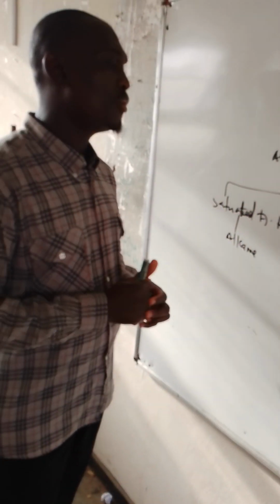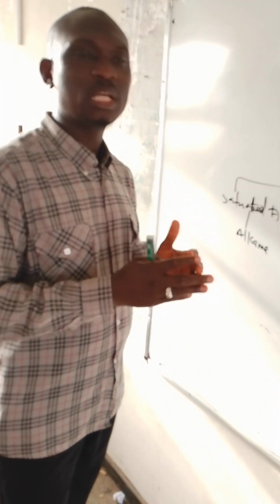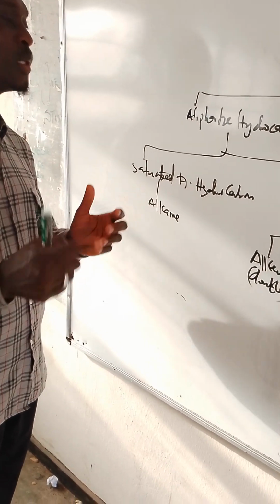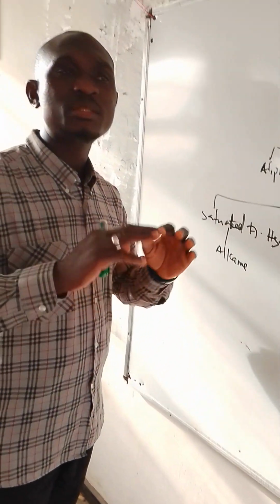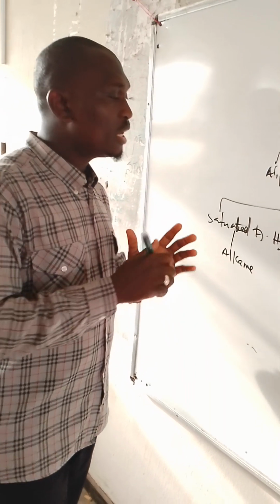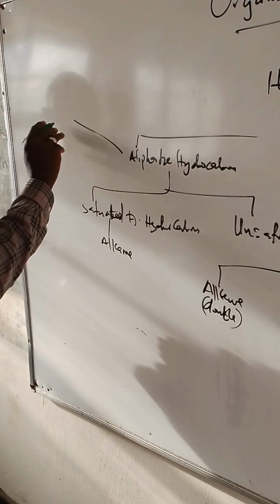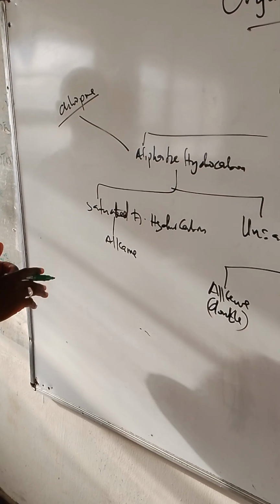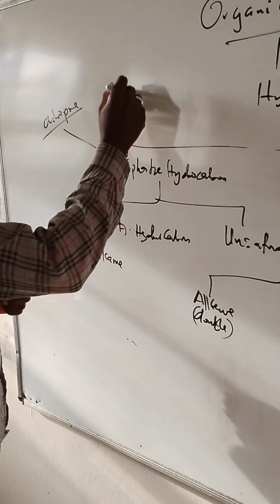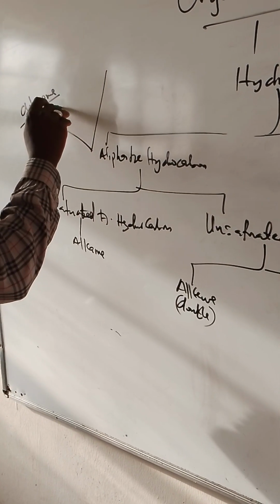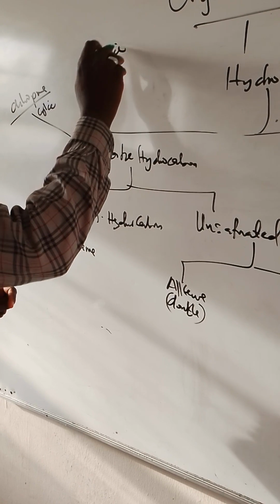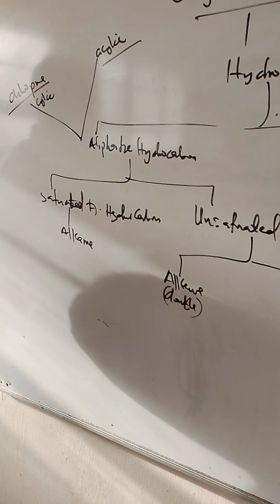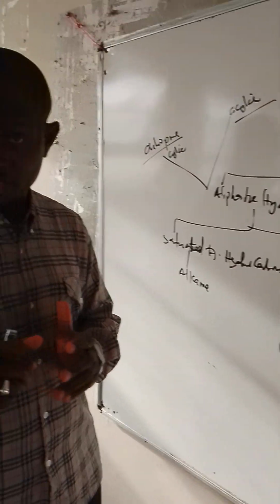Some of these aliphatic hydrocarbons can also be subdivided into two: cyclic and acyclic. The cyclic aliphatic hydrocarbon is a type of hydrocarbon found in a ring shape. An example of a cyclic hydrocarbon is cyclopropane. From the name, acyclic simply means an aliphatic hydrocarbon found either in a straight chain or a branched chain, as the case may be.